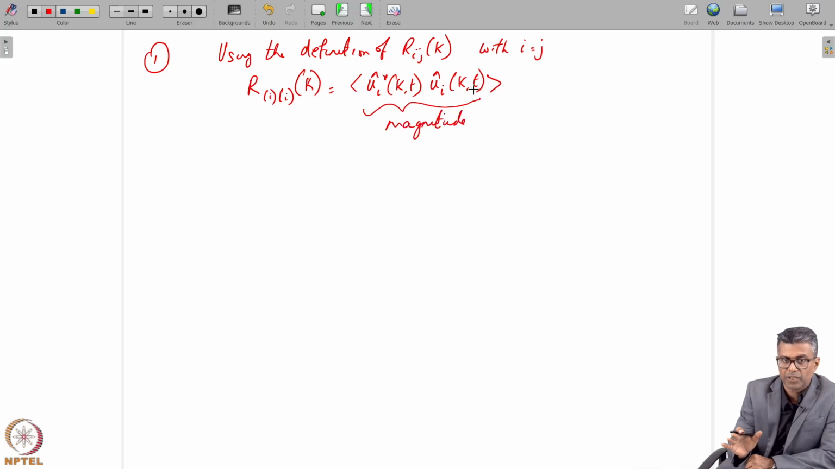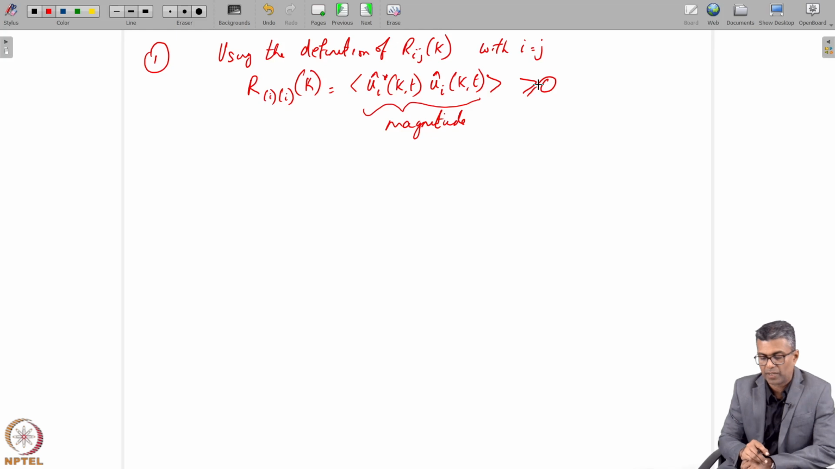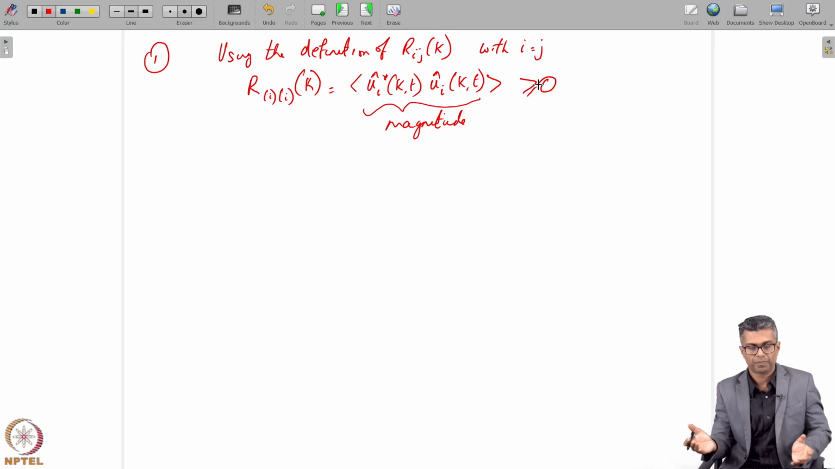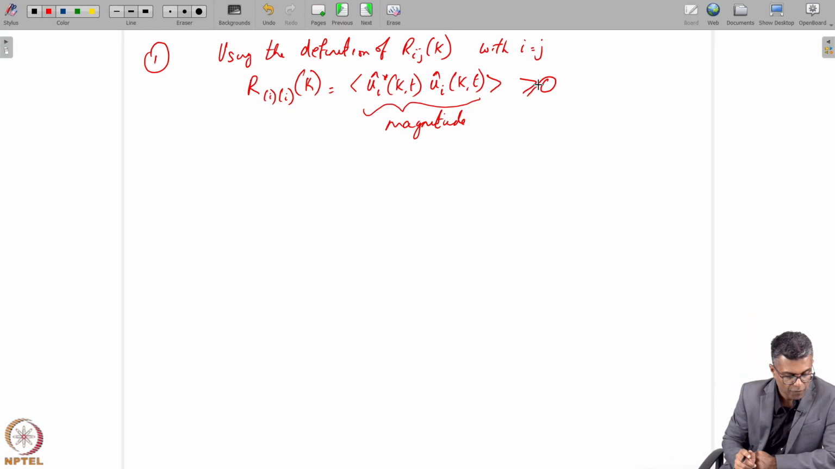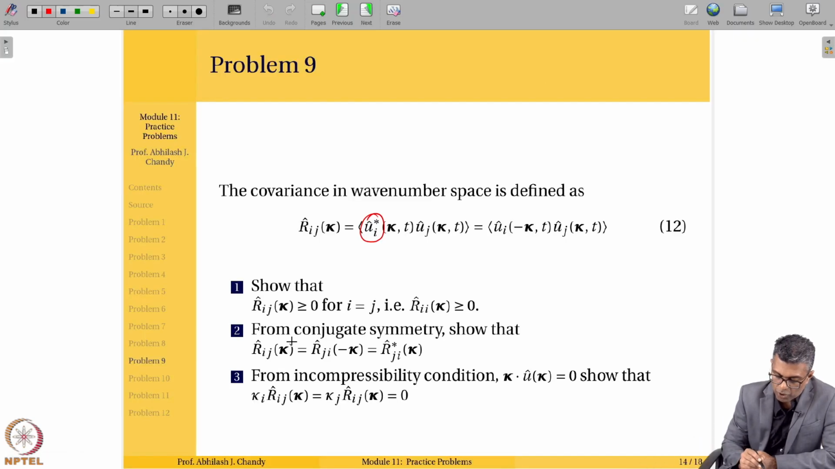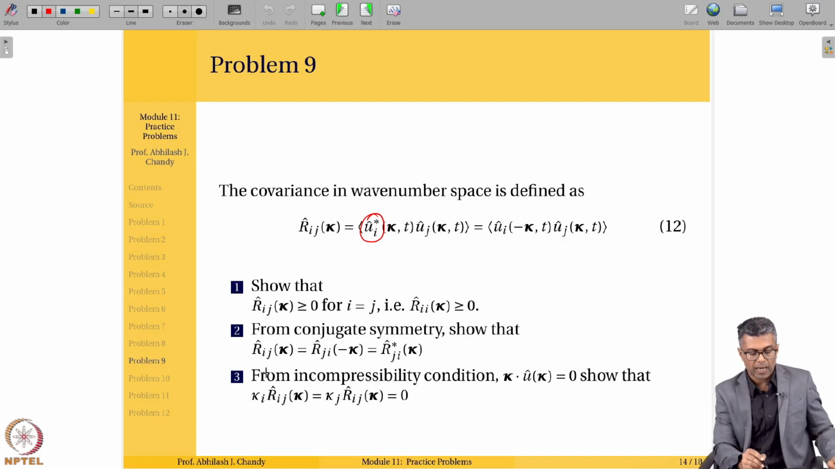What you're getting is kinetic energy, which is going to be positive. In terms of velocity, what you're getting is kinetic energy. But for any variable, a complex number times its conjugate is going to be the magnitude. So this is going to be a number that is greater than or equal to 0. Hence proved. That's your first part. Now let's go back to the second part and look at the question. From conjugate symmetry, show that Rij hat of kappa is the same as Rji hat of minus kappa, which is Rji star of kappa.